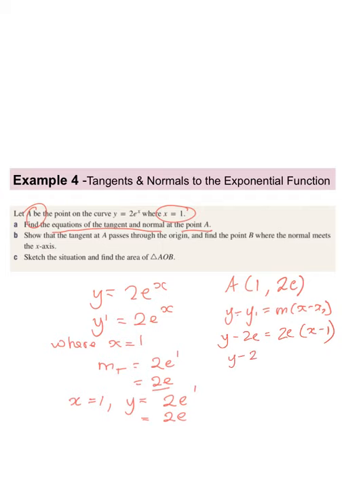We end up with y minus 2e equals 2e times x minus 2e. Now we've got this minus 2e on both sides of our equations. If we add 2e to both sides, it's going to cancel, and we end up with then y equals 2e times x is our equation of the tangent.